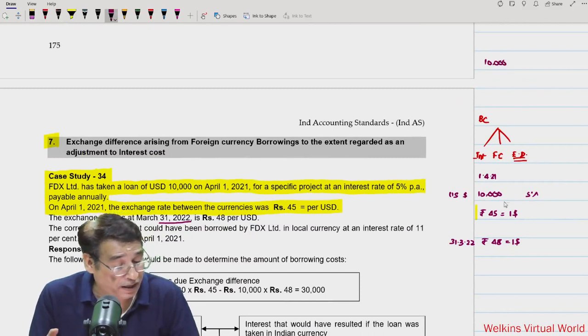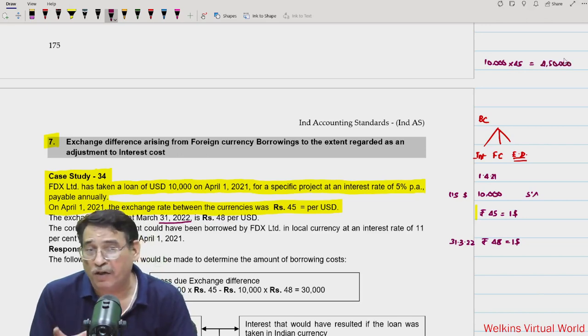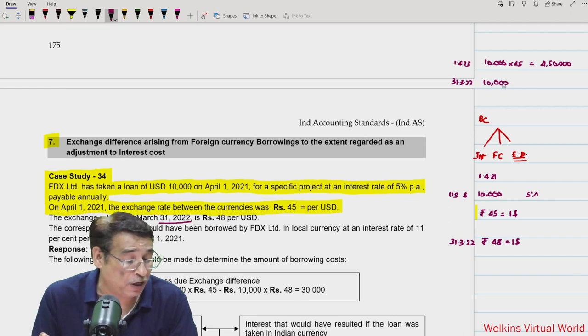$10,000, and at that time the rate was 45. So initial recording of this loan, you must have recorded this loan at 4,50,000. Correct? This foreign currency loan in Indian currency is equal to 4,50,000 on 1st of April 2023. But by the end of the current year, when you will record this loan, you will record this loan at 10,000 into 48, because now the rate is 48, so 4,80,000. That means there is a loss of 30,000.